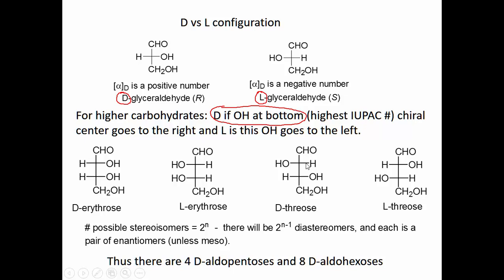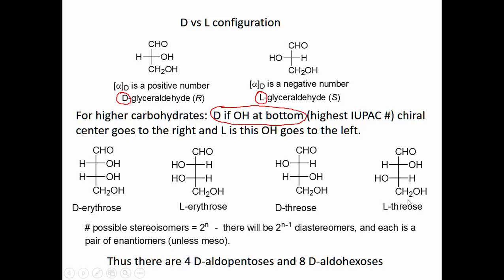Note here that this is D-erythrose. This bottom chiral center, the OH group is going to the right, and up here this other one goes to the left, but it is the one down here that defines D versus L. This is the bottom one right here. If we want to draw L-erythrose, we have to have the opposite stereochemistry at every chiral center, and we have to make sure that at the bottom chiral center, the OH goes to the left.